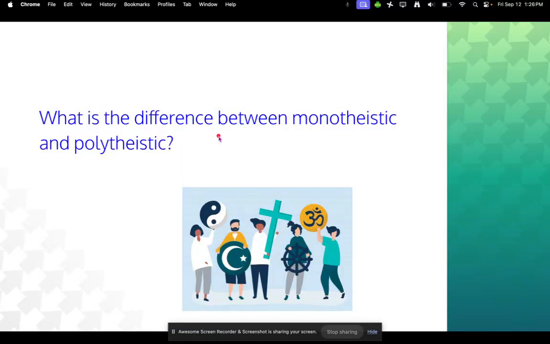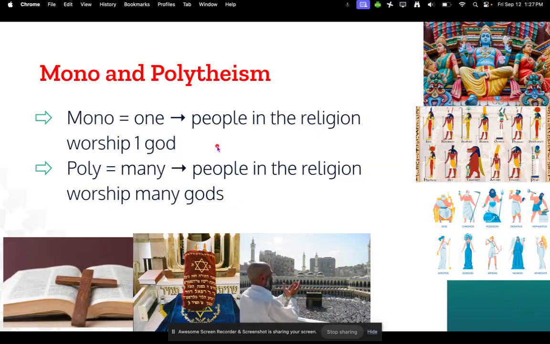All right, switching topics just a bit. What is the difference between monotheistic and polytheistic? So mono means one. That means the people in the religion worship just the one God. Big examples would be Christianity, Judaism, and Islam. Poly means many. So that means the people in the religion worship multiple gods. We'll talk about that when we talk about Hinduism, as well as ancient Egyptian religion, as well as Greek mythology. Those would all be considered polytheism.